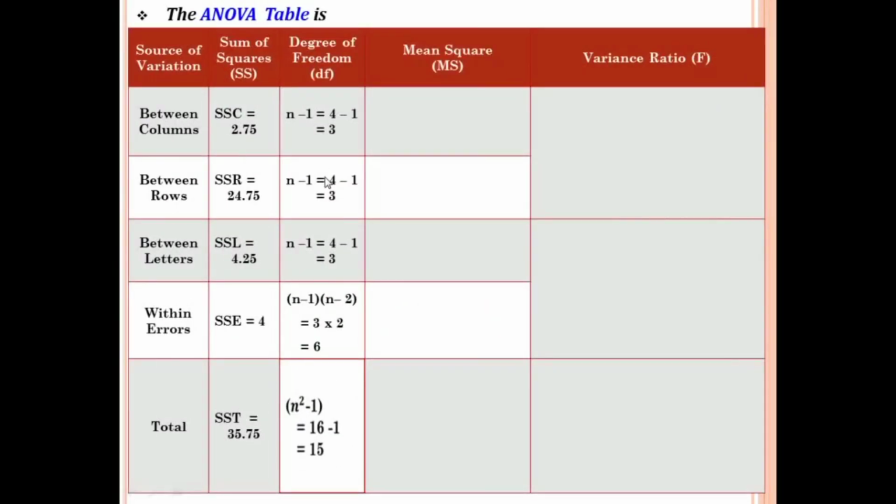Okay, now we write ANOVA. There are 5 different categories: source of variation, sum of squares, degree of freedom, mean square, variance ratio. First, we write between columns.